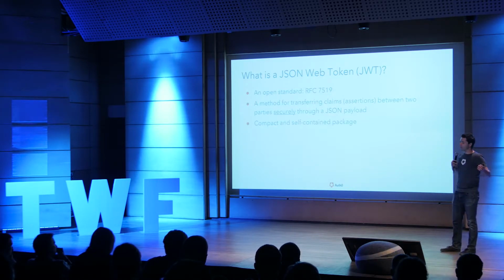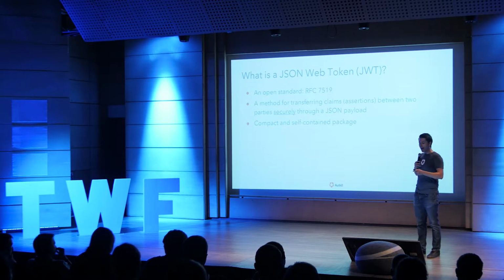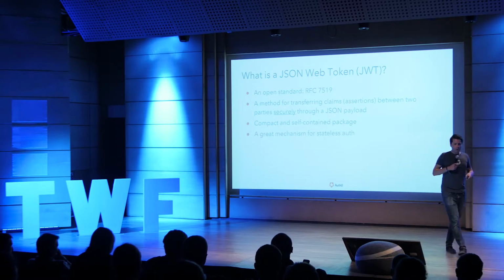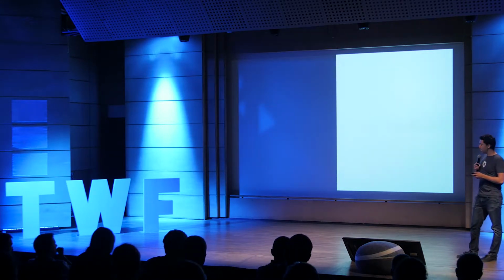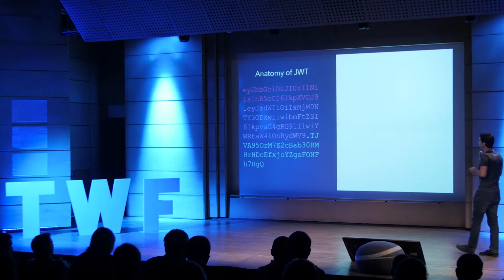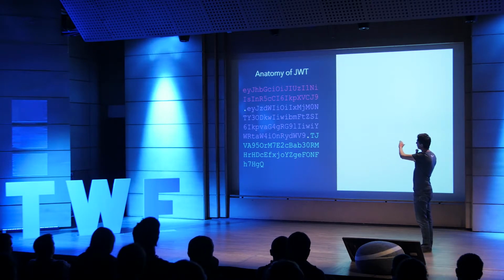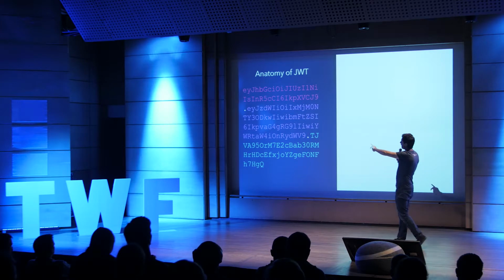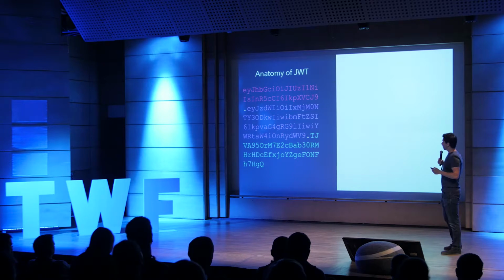One of the characteristics of a JSON Web Token is that it's compact and self-contained. It's a complete package. And it is a great mechanism for doing stateless authentication. We'll see how that plays out. So let's take a look at the anatomy of a JSON Web Token. Over here on the left, I've got a simple token. You can see it's broken into three parts. We've got three different colors here, and you'll notice the three parts are separated by a dot. These three parts have very particular purposes, and we can go through those.